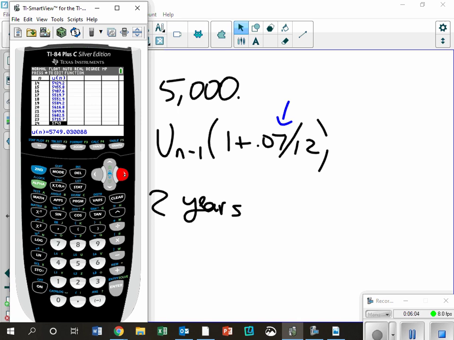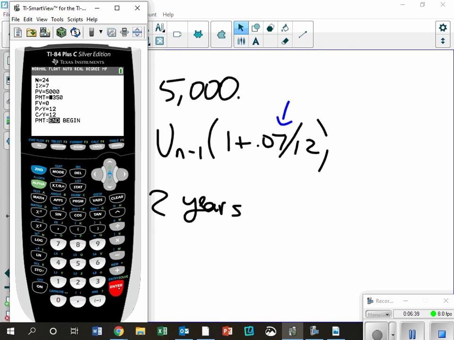So what would it have been if we had used the TVM Solver? Let's do the same exact problem in there. You can get that answer. So everybody go to Apps, Finance, TVM Solver, and what's the number of months here? 24, so I put that in N. Interest rate, 7%. Principal value, 5,000. That's our starting value.